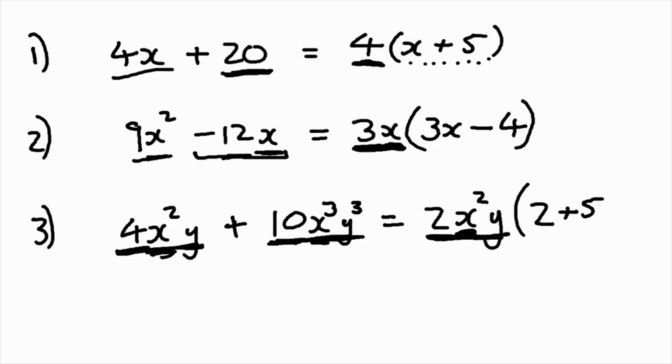What do we multiply by x squared to give us x cubed? Well, we need another power of x. And what do we multiply by y to give us y cubed? That's going to be a y squared, an extra power of 2 for the y.